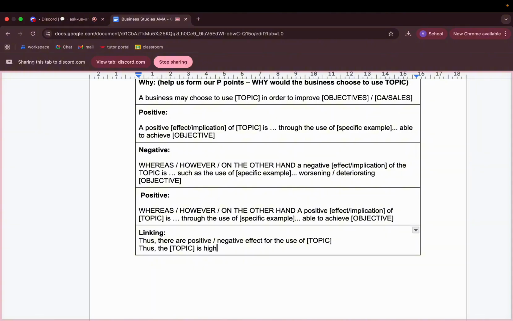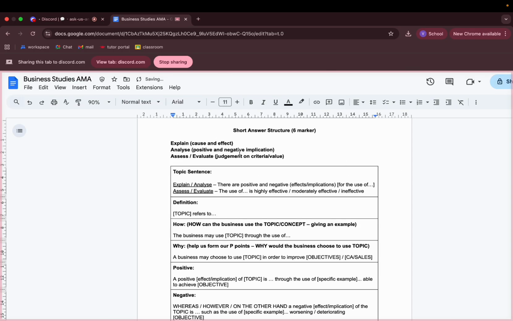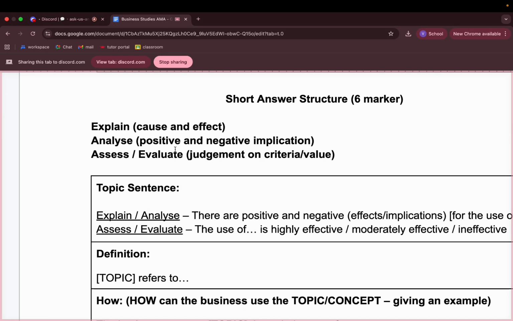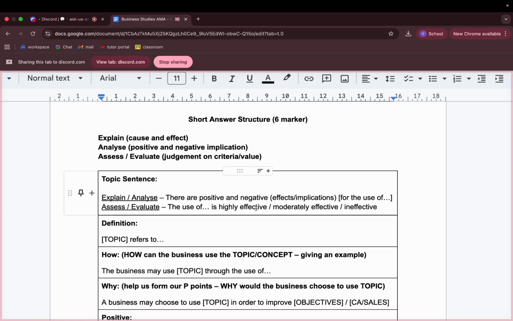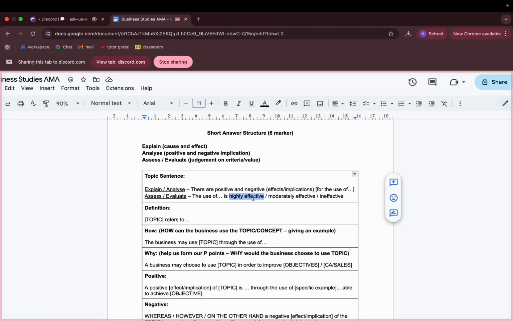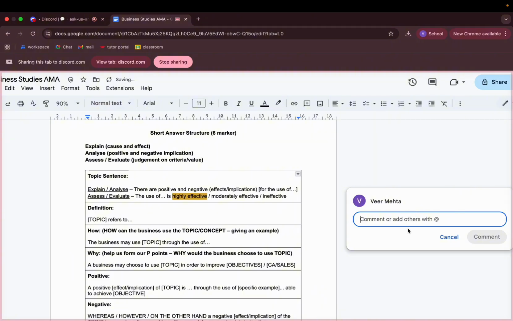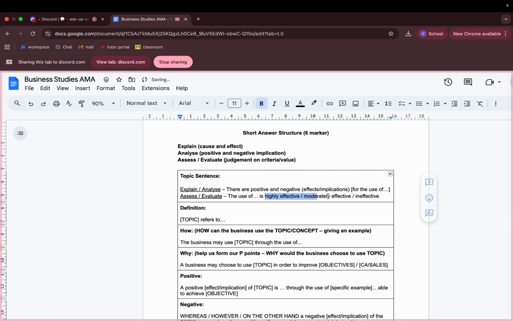is highly, moderately / effective or ineffective, whatever topic we've chosen. Now, if we choose ineffective, so judgment based, so if we choose highly effective, we have to do 3 positives. I'll just highlight the whole thing, that might be better.